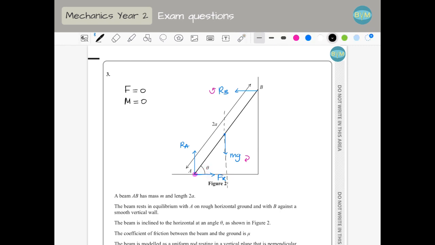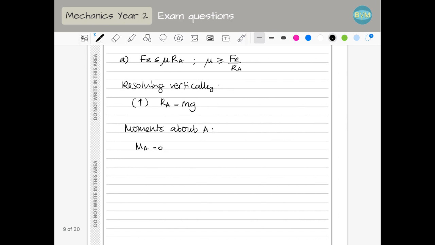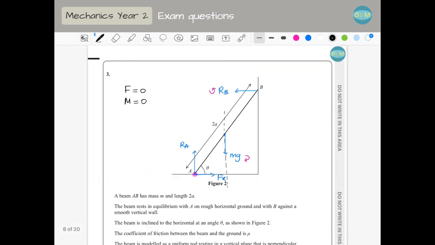So I have mg times a cos theta. That's going to be equal to the anti-clockwise moment. This force and the perpendicular distance from the point to the line of the force. So we are talking about this distance. This distance is exactly the same as this one.